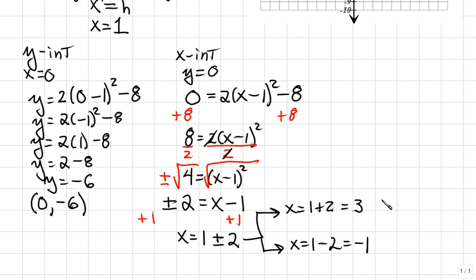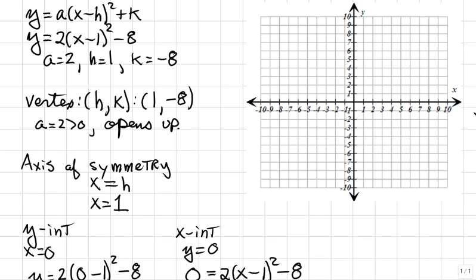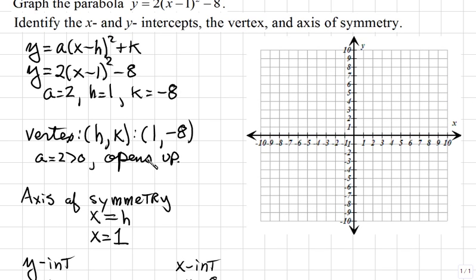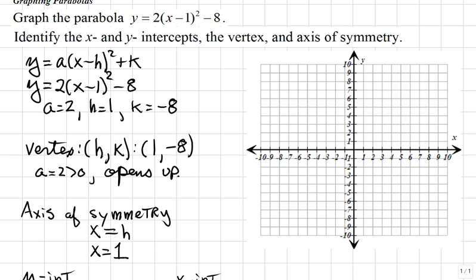Therefore, we have two x-intercepts. One intercept is x is 3 when y is 0. And the other intercept is x is negative 1 when y is 0. Now that we have found the intercepts, the axis of symmetry, and the vertex, and that we know that the parabola is opening upwards, let's plot this on our graph to the right.